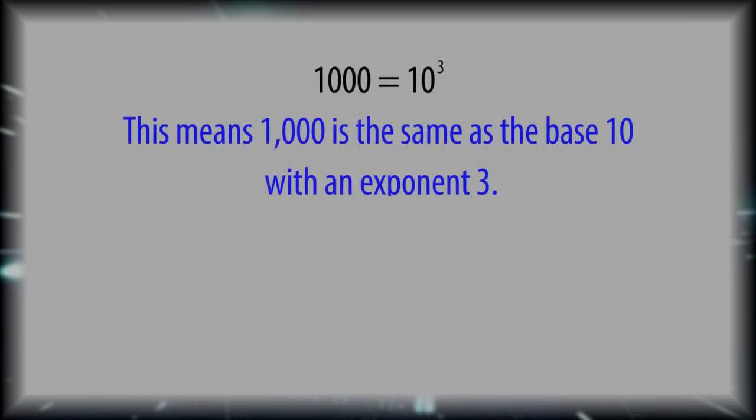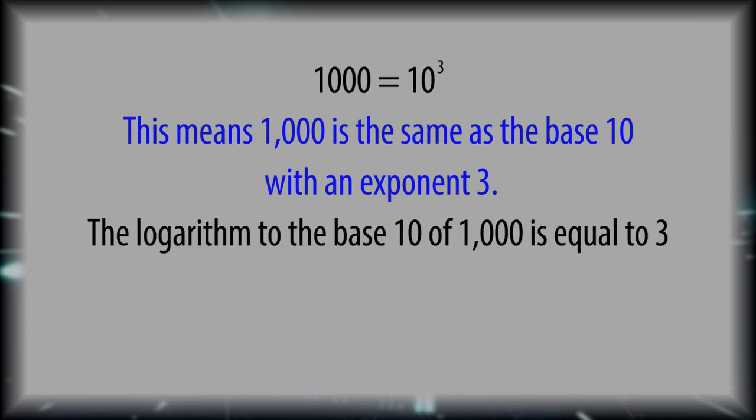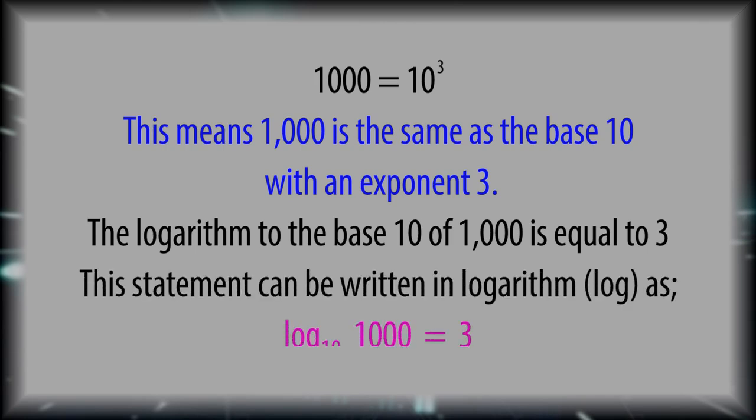Again, 1000 is equal to 10 raised to the power 3. This means that 1000 is the same as base 10 with an exponent of 3. This statement can be written in log form as the log to the base 10 of 1000 is equal to 3. Again, we can write this as log base 10 of 1000 is equal to 3. You can see that the 10, which is the base, is written very small.